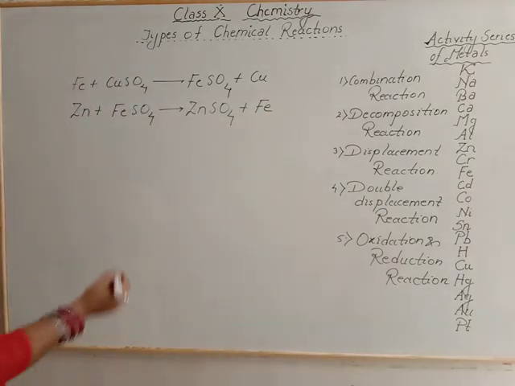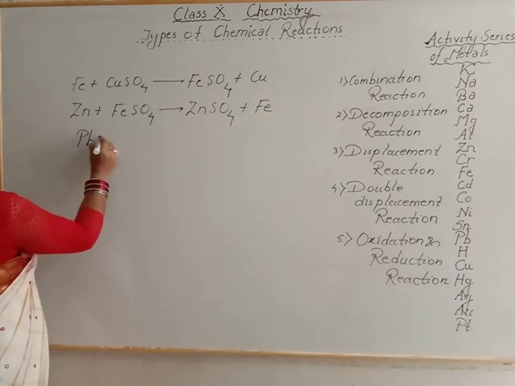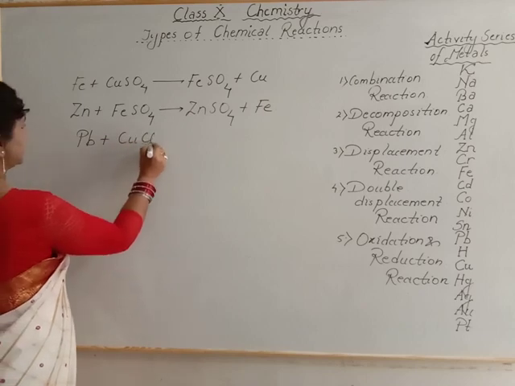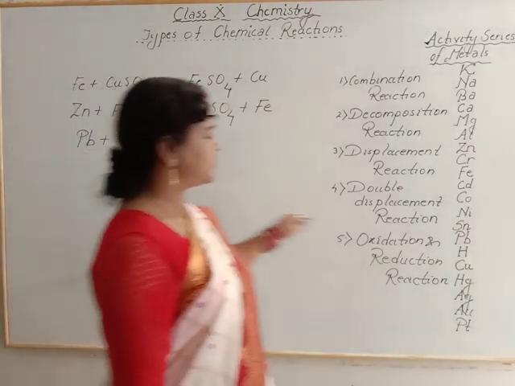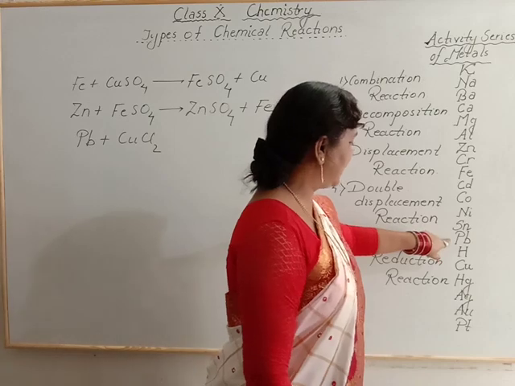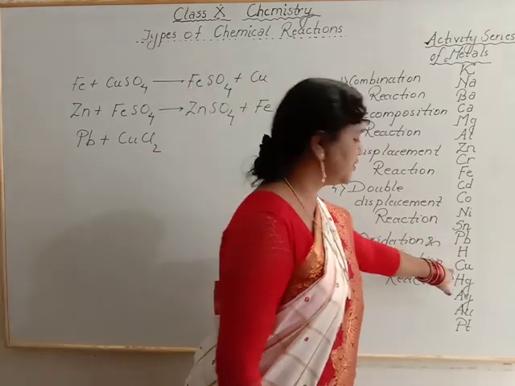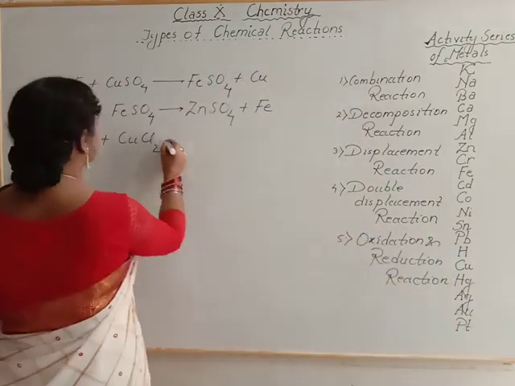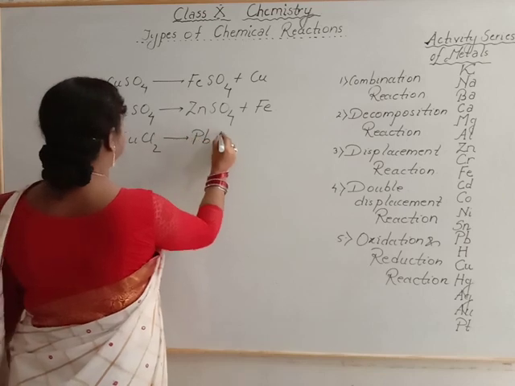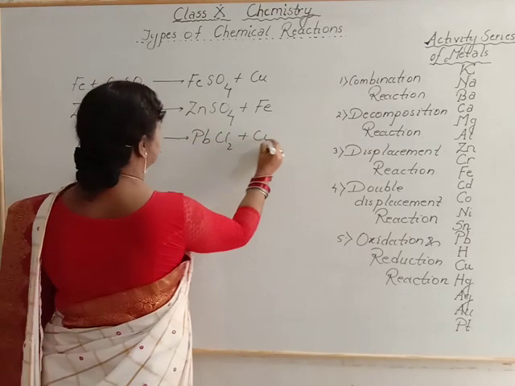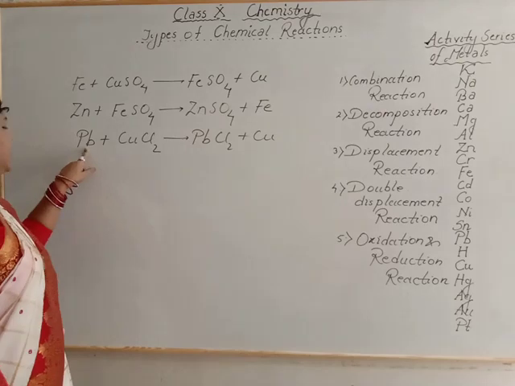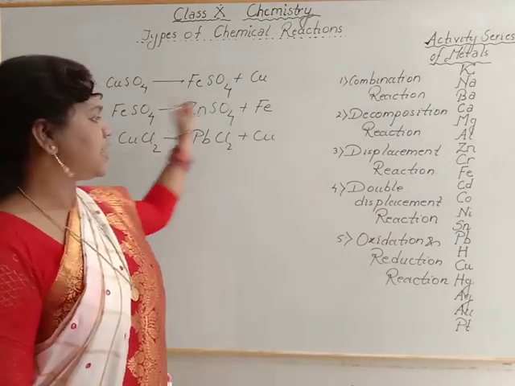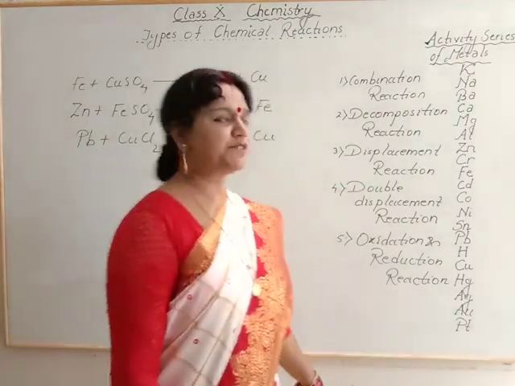Third, again you can see lead plus CuCl2. Now see, where is the place of lead? You can see place of lead here and place of copper is below lead. What will happen? PbCl2 plus copper. So lead can replace copper. So this type of reaction is known as displacement reaction.